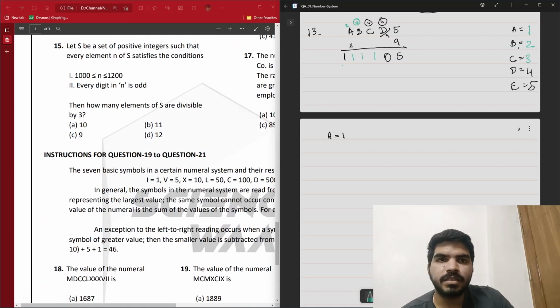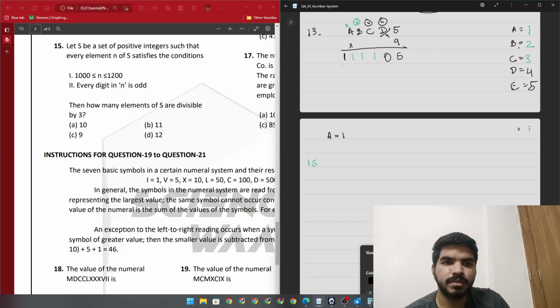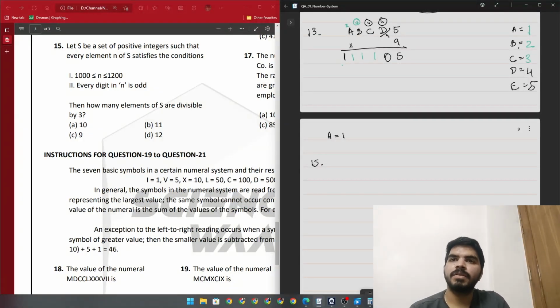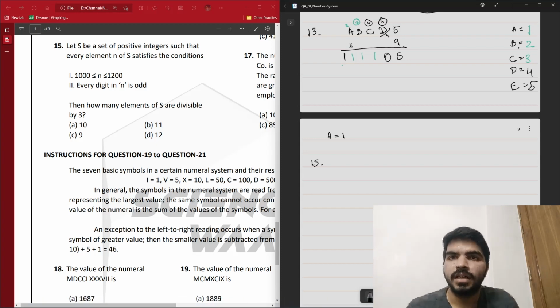For 15th, change the color again. For 15th, we have the set of numbers between 1000 and 1200, and every digit in n is odd. See, for this question, the first assumption will be that we are considering 0 as even.